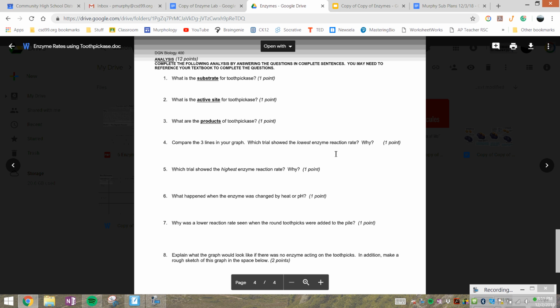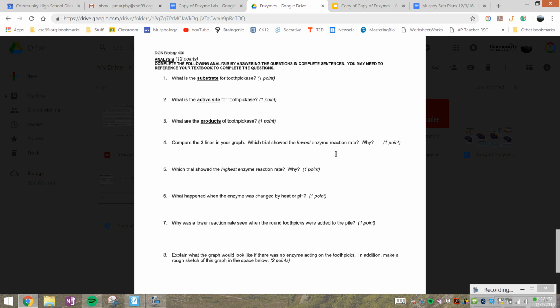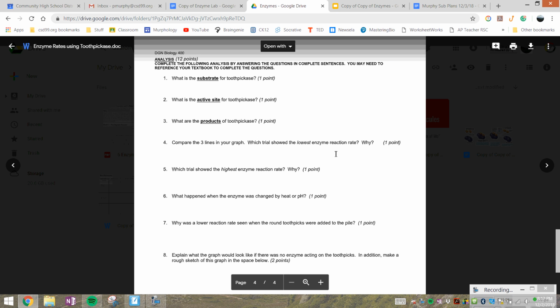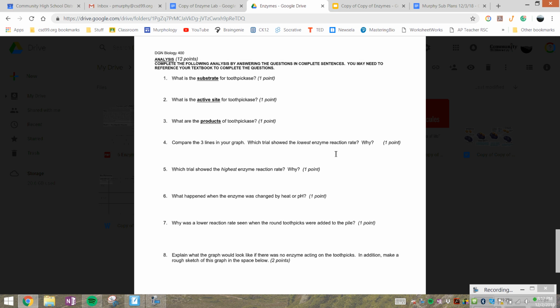The first three questions of the lab ask you to think about the different parts of the reaction. So if toothpickase was the enzyme, the substrate here is going to be what you're reacting with. And if you put down flat toothpicks, you got that right. Flat toothpicks was the substrate, or the first thing you reacted with. The active site is going to be your fingers. That is where the reaction is occurring. The product should be broken flat toothpicks.